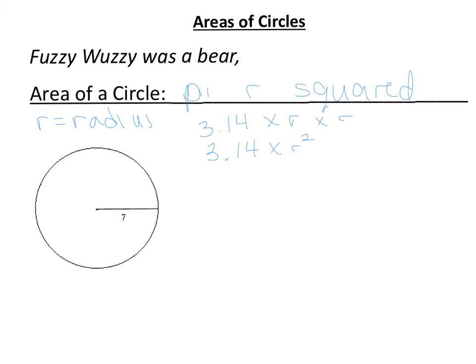So let's take a look at this first one. We're doing 3.14 times r, which means the radius happens to be 7. We already know this. So we do 3.14 times 7 times 7. If you prefer, you can do 3.14 times r squared, which means it's 3.14 times 7 squared. No matter how you go about it, you get 153.86 units squared.